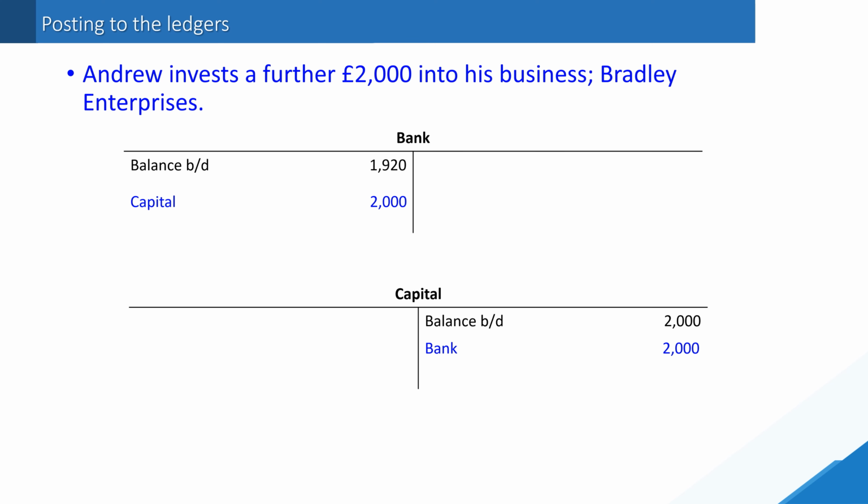When we record double entry, we need to ensure an appropriate narrative is recorded. In the bank account, you can see that the narrative against the £2,000 debit is capital, and this recognises the account name where the opposite entry has been recorded, where the credit entry has been recognised. In the capital account, against the £2,000 credit, you can see the narrative is bank, and that recognises that the debit entry, the corresponding entry to this credit, is recognised and recorded in the bank ledger account.